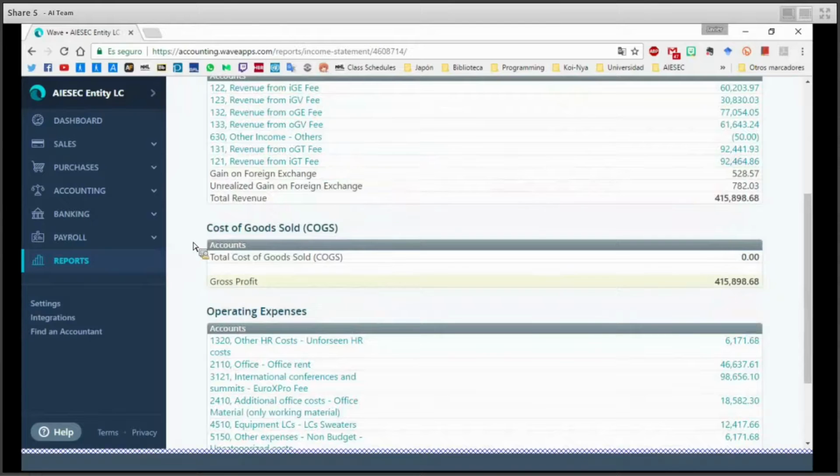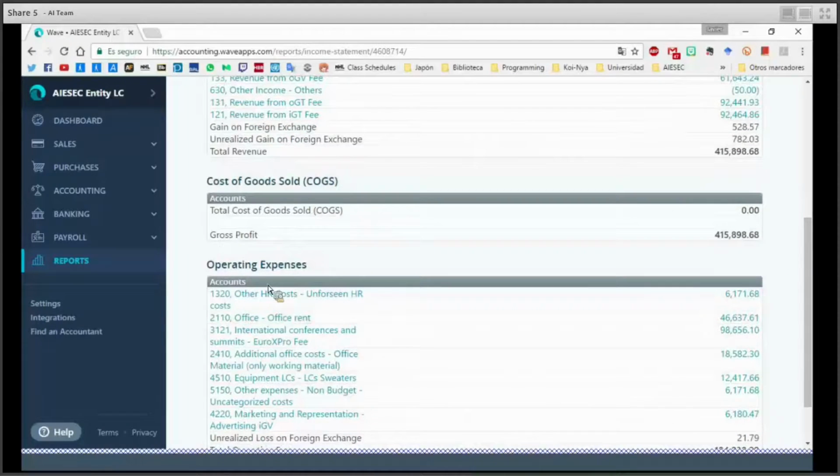Then we have the cost of goods sold, also called variable cost, which are all the costs that are directly related to the incomes. And then we have the operating expenses, which are more like the fixed costs that you need to pay each month. Here, for example, we can observe the LC fee, or maybe the office cost, and so on.